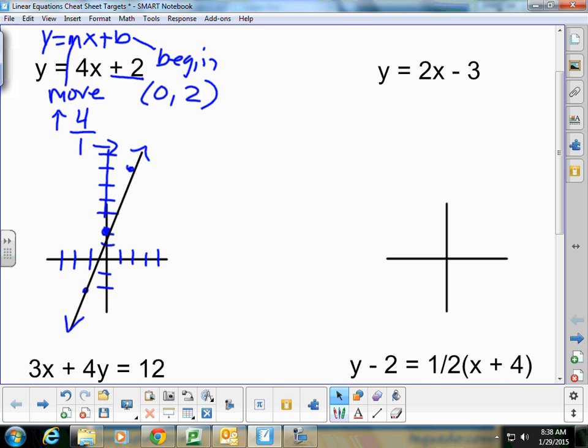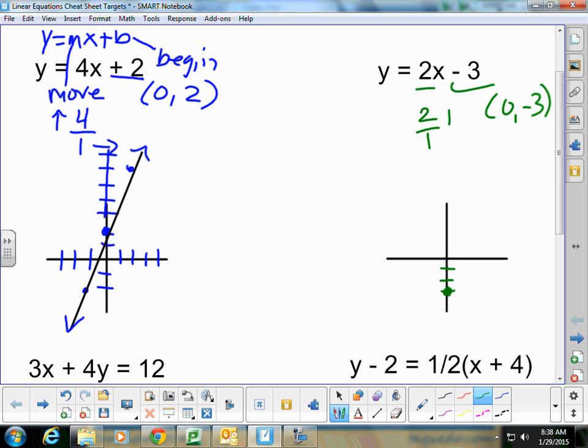So B for begin, M for move. Same thing here. I'm going to begin at 0, negative 3. And then I'm going to move according to my slope, which is 2 over 1, up 2 over 1. So I'm going to go up 2 over 1, up 2 over 1, up 2 over 1, connect and extend my line.